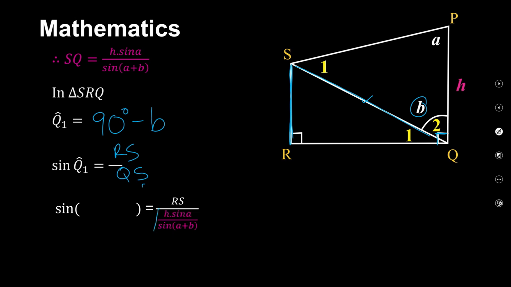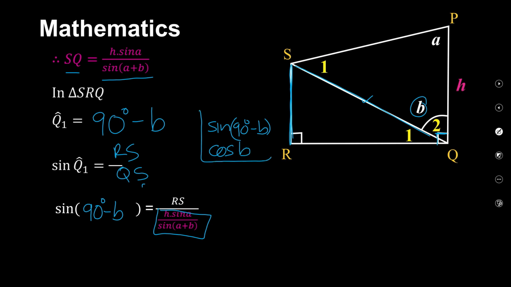And what did we find QS to be earlier? Earlier we found QS or SQ to be that. That was our previous slide. And for sine of Q1, remember, we found Q1 to be 90 minus B, so I'm going to put in 90 minus B. Now remember again, sine of 90 minus B reminds us of the co-ratio rule again. So it becomes the co-ratio, which is cos of the complement, so B. So we're going to change this sine of 90 minus B into cos of B.